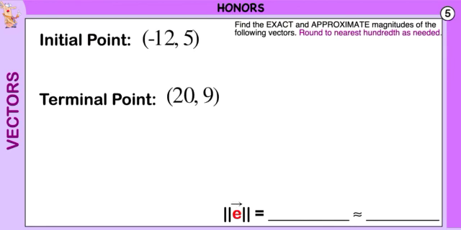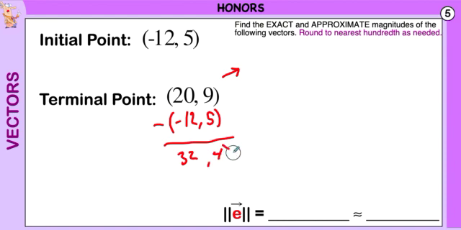Okay, for problem number 5, very similar to the paper problems here. We want to find the exact and approximate magnitude of this vector. Well, we're going to have to find out what the vector is first to get it in component form. So we'll go ahead and set it up. We've got the terminal point. We've already got it here, so I'm just going to rewrite the initial point underneath. Set it up like a subtraction problem.